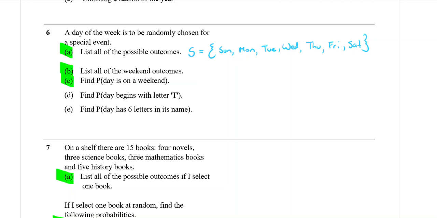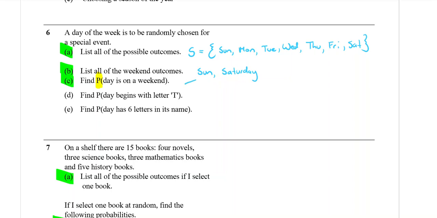Then part B says list all of the weekend outcomes. The weekend outcomes are the Sunday and the Saturday. Part C, find the probability, so this P stands for probability, that a day is on the weekend. When you're finding a probability, you usually write the answer as a fraction unless it says otherwise.